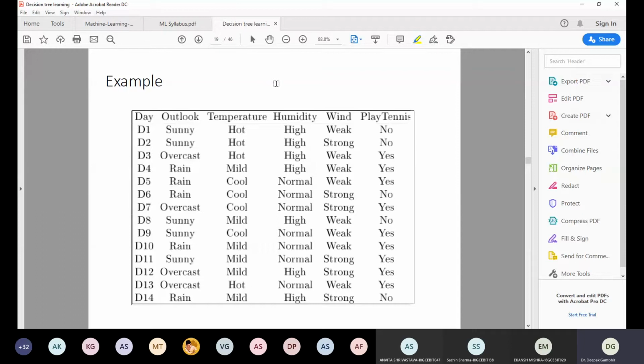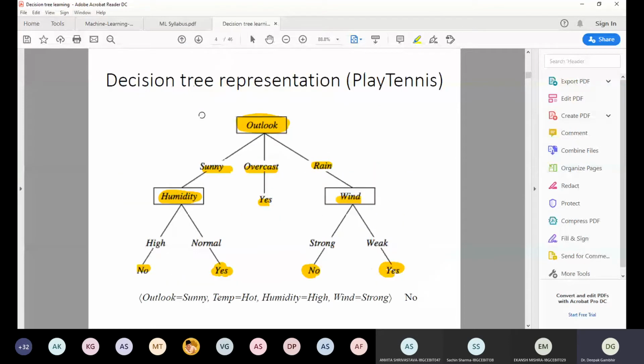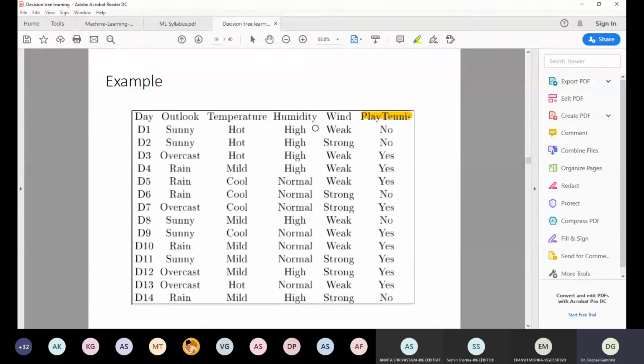Suppose this is an example. This is the same play tennis example for which we have already seen the decision tree in the previous, I think, third slide or fourth slide. Yes, this is the play tennis example for which we have already made the decision tree, but now we are going to build it with this example. Let's see how this play tennis tree is.